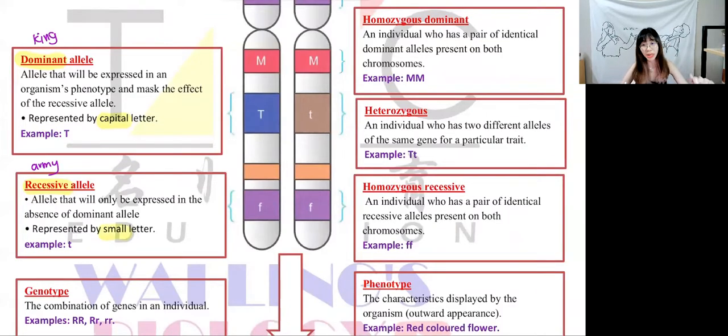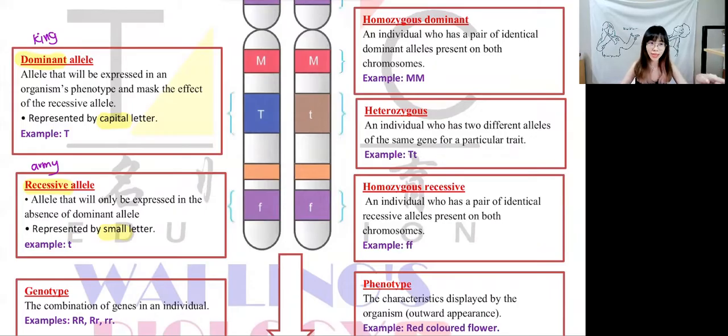To show the army characteristic, which is a recessive characteristic, we need to have two small alphabets. But to show it is a king, one is enough. One capital letter already shows that it's a king, so we don't need two. Always remember, it's a king. To show the power, only one is enough, but for your army, you need to have two alleles to represent your power. So this is dominant and this is recessive.